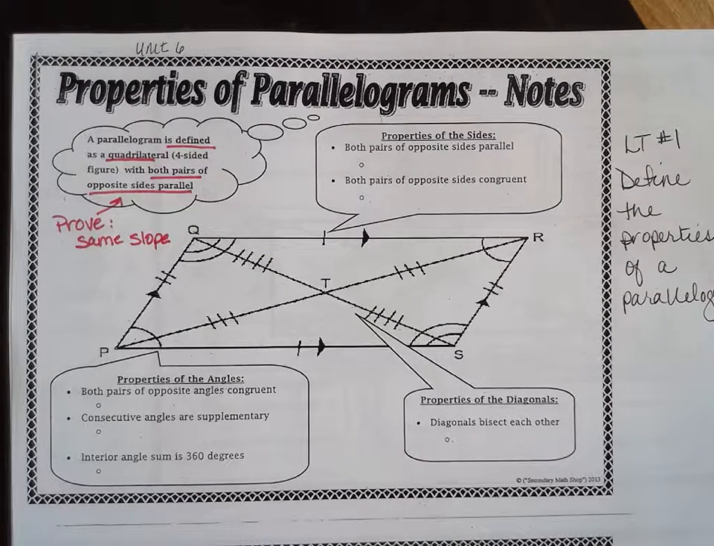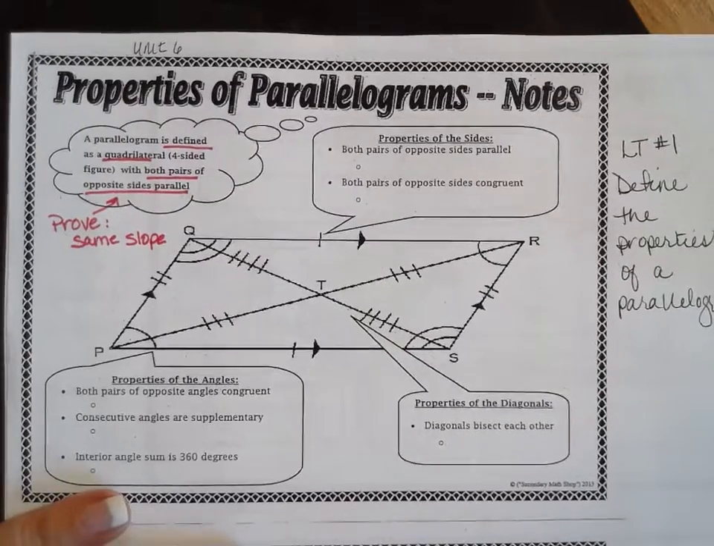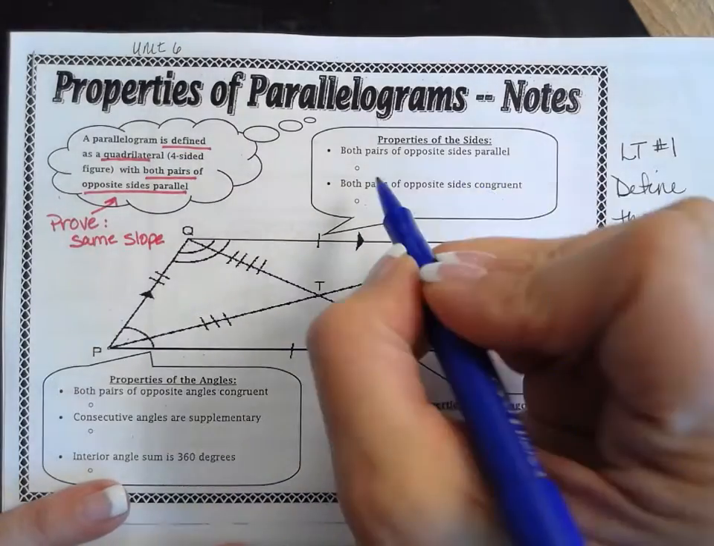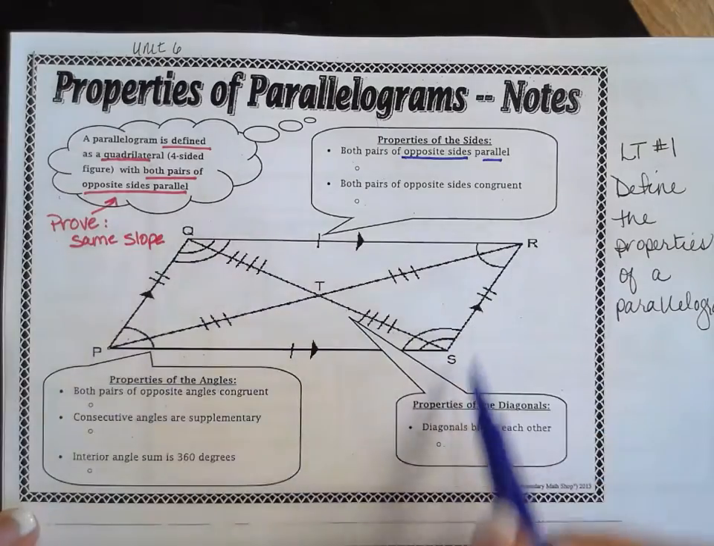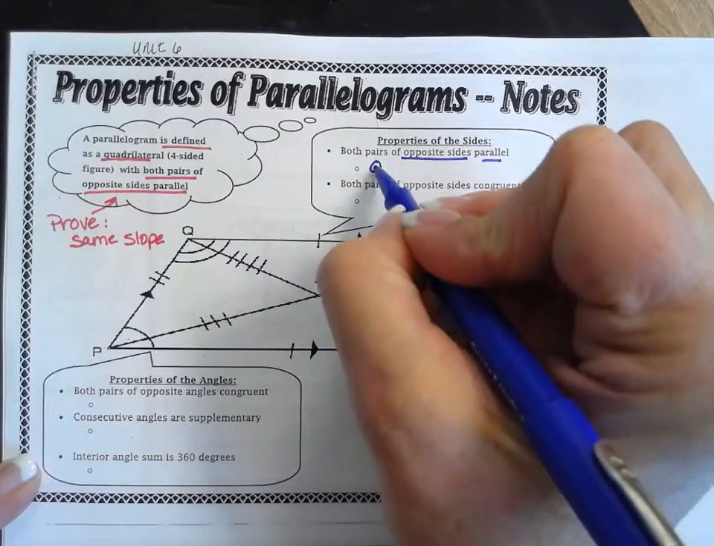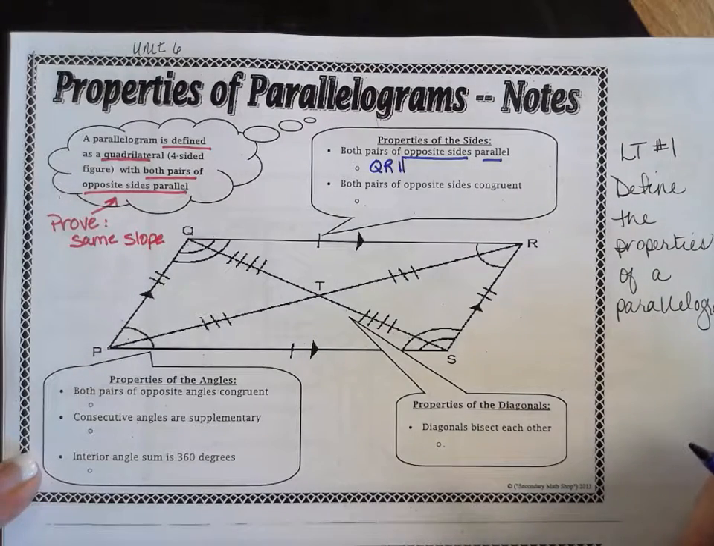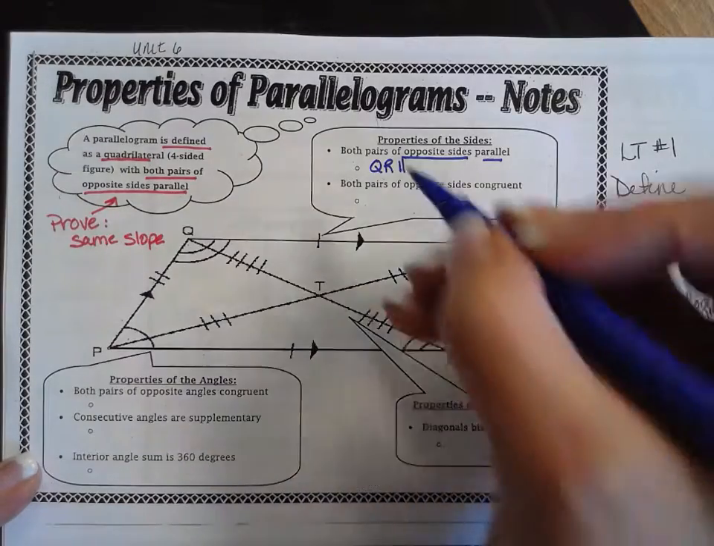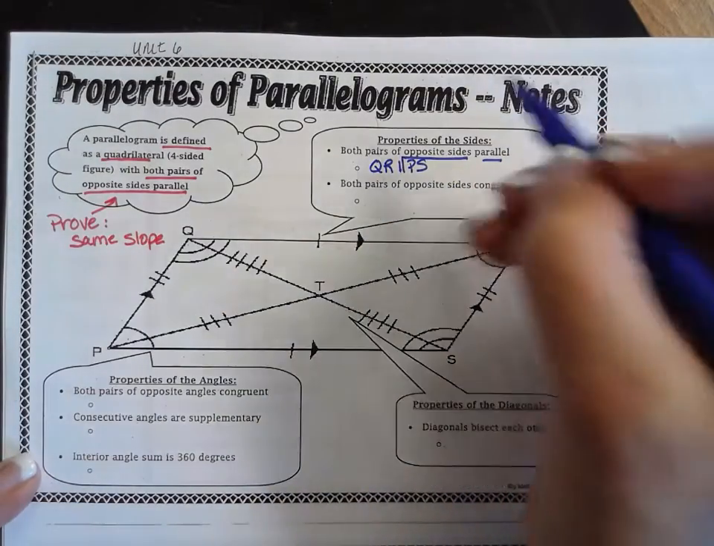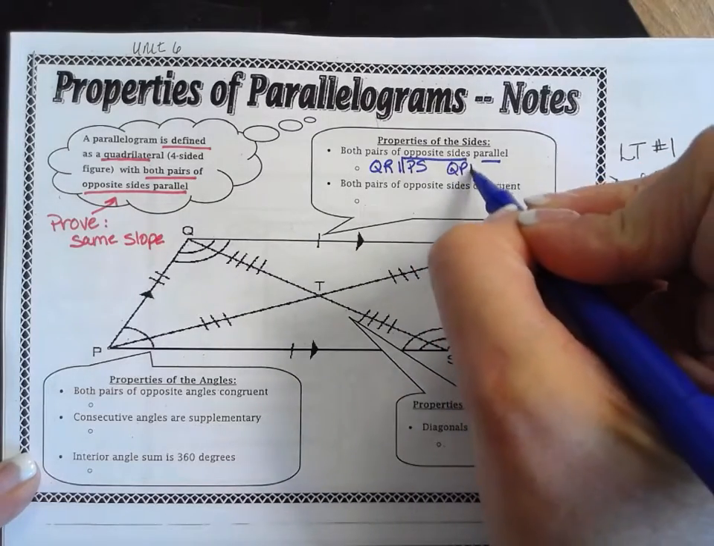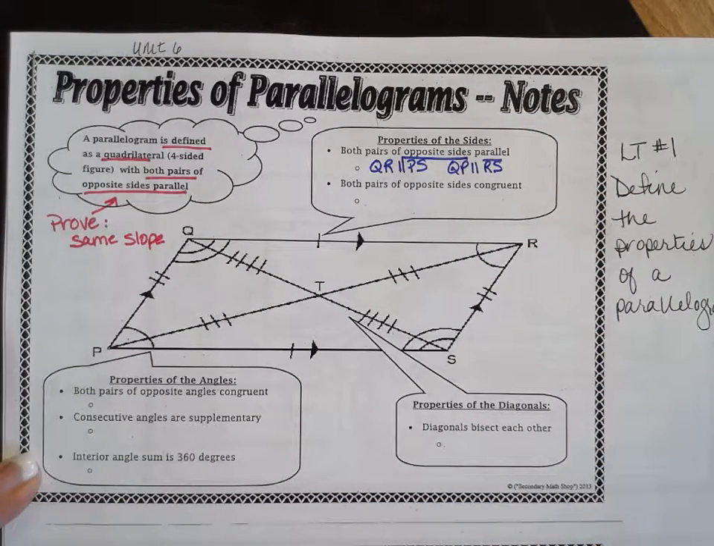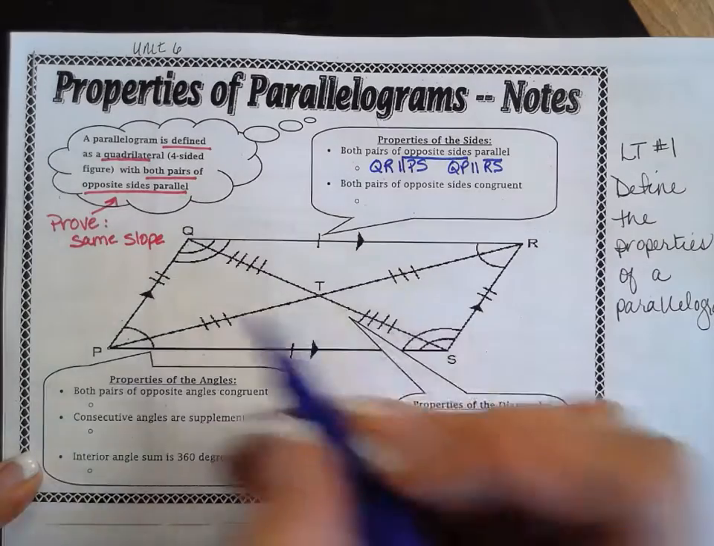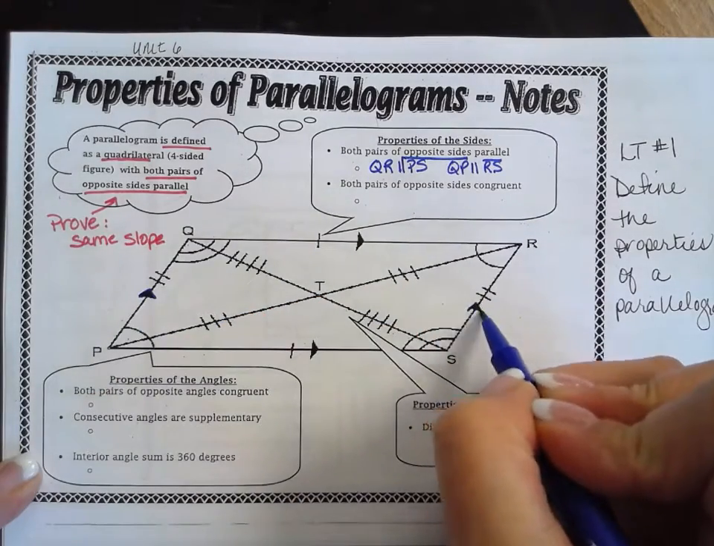Alrighty, then properties of the sides. On your parallelograms, both pairs of opposite sides are parallel. So if we're looking at this picture here, that would mean that QR is parallel to which side? Perfect, Justin. PS. Absolutely. And that makes QP parallel to RS. Okay? That's what these symbols mean.